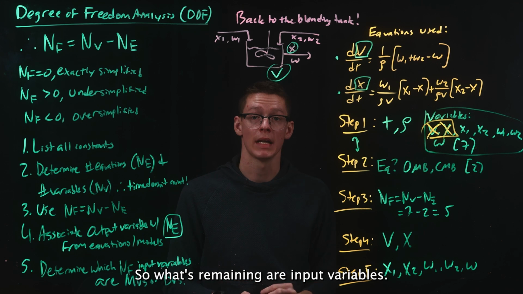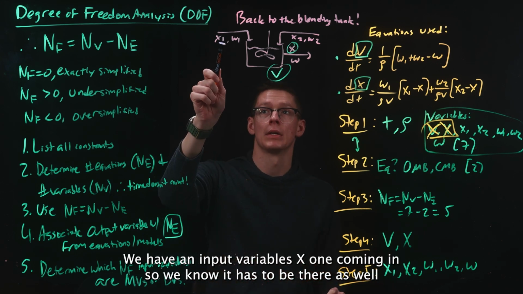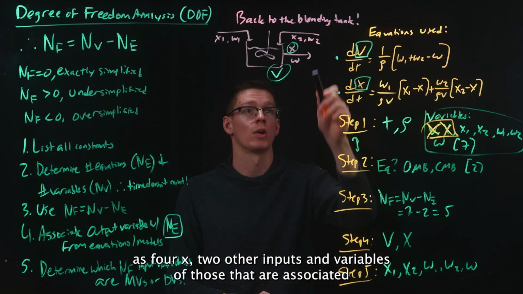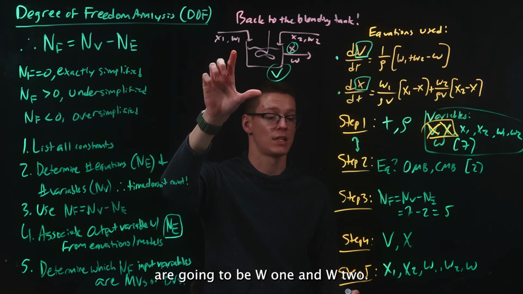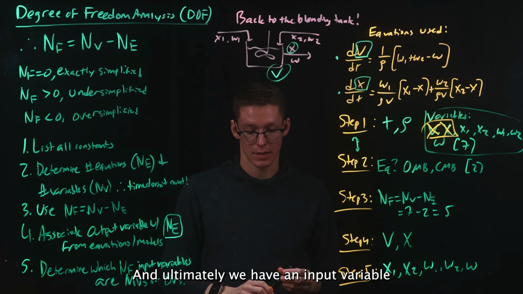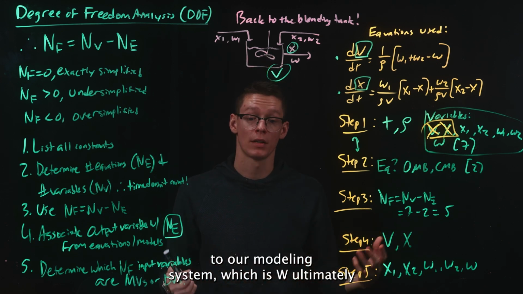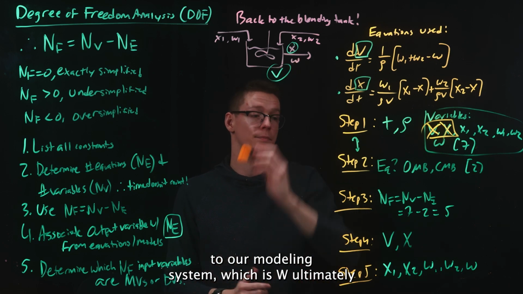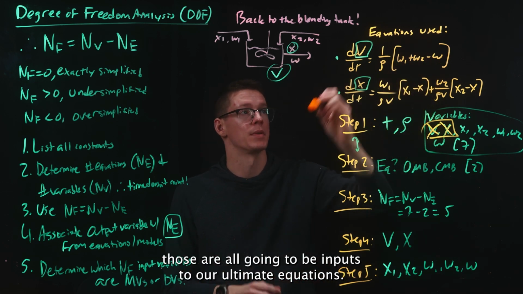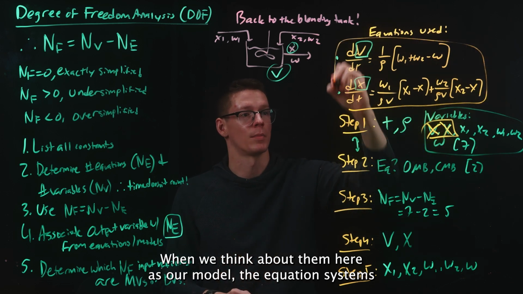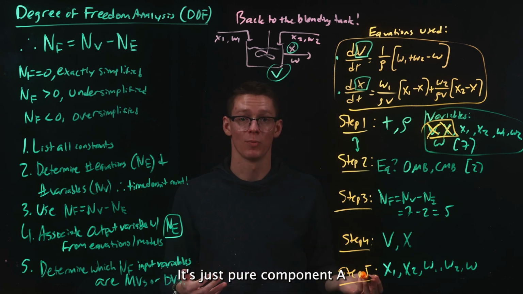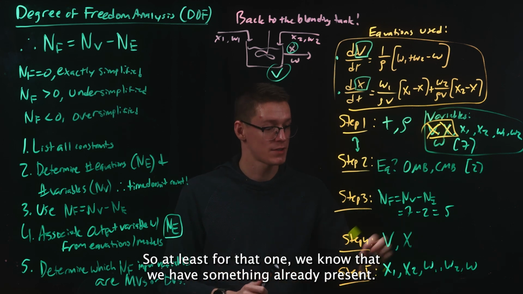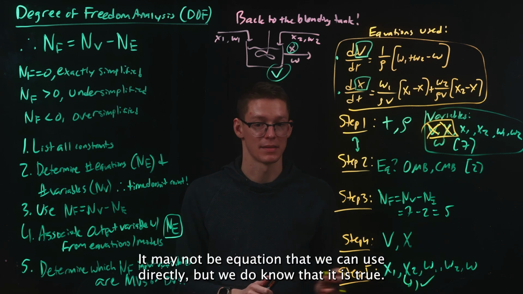So what's remaining are input variables. We have an input variable of x1 coming in, so we know it has to be there, as well as x2. Other inputs associated are going to be w1 and w2. And ultimately, we have an input variable to our modeling system, which is w. Those are all going to be inputs to our ultimate equations when we think about them as our modeled equation systems. Based on our initial discussion, we know that x2 is equal to 1. It's just pure component A. It may not be an equation that we can use directly, but we do know that it is true.